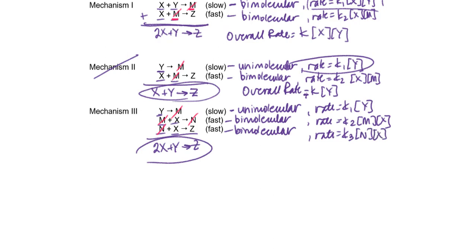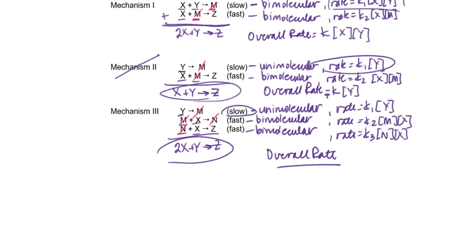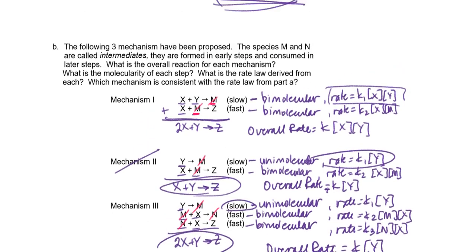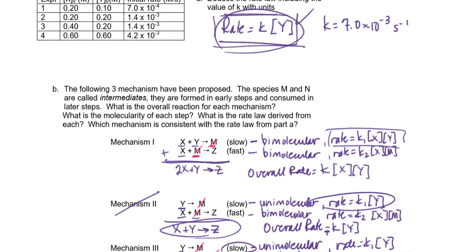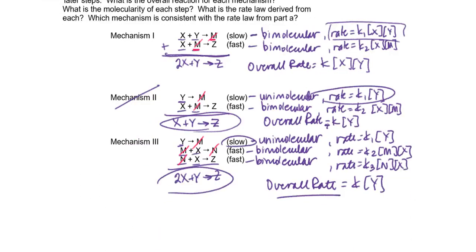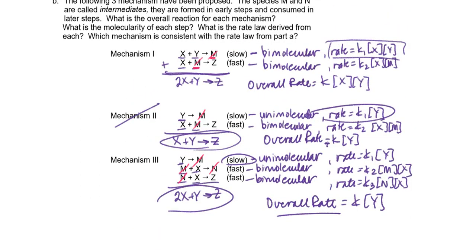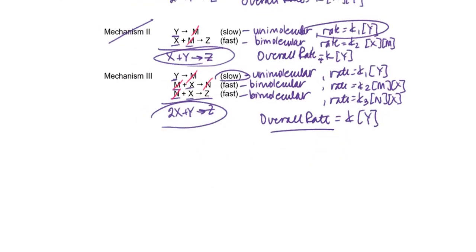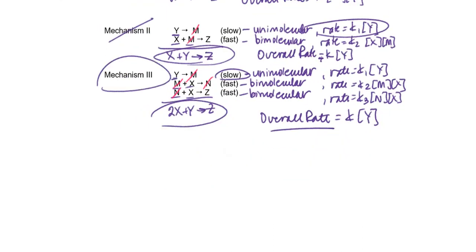But again, the overall reaction rate should be controlled by the slow or the rate determining step. So that would be k times the concentration of y, and that also matches the experimentally determined rate law. And so as a result of these three mechanisms, 1 and 2 would not be plausible, but mechanism 3 does actually agree with the experimental data.